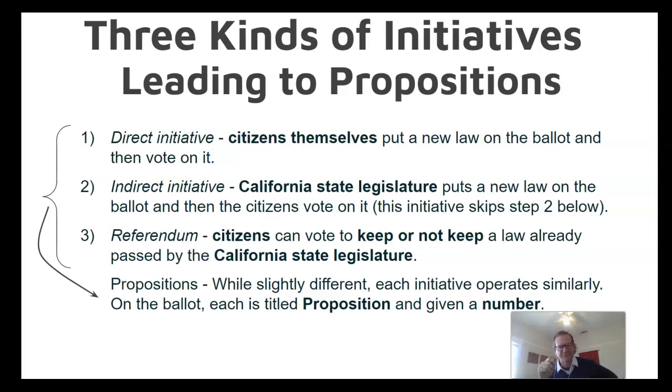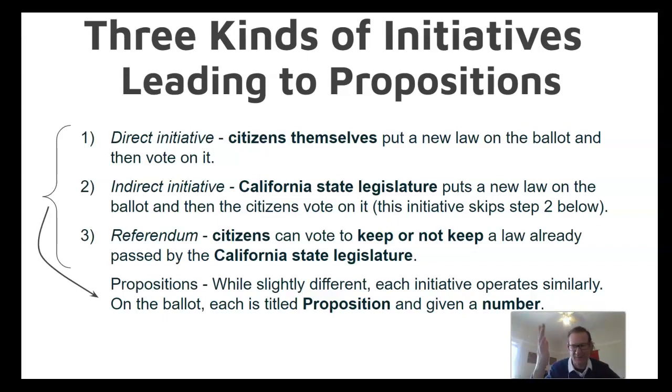There's an indirect initiative, where the California legislature can just put something on the ballot itself. We'll see this with some of the propositions that we look at. The California legislature says, we want the people of California to weigh in on this, so they don't have to gather signatures.